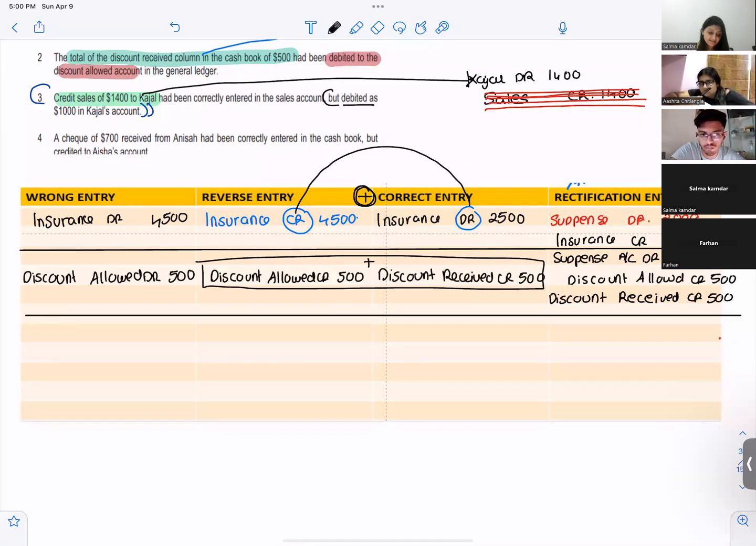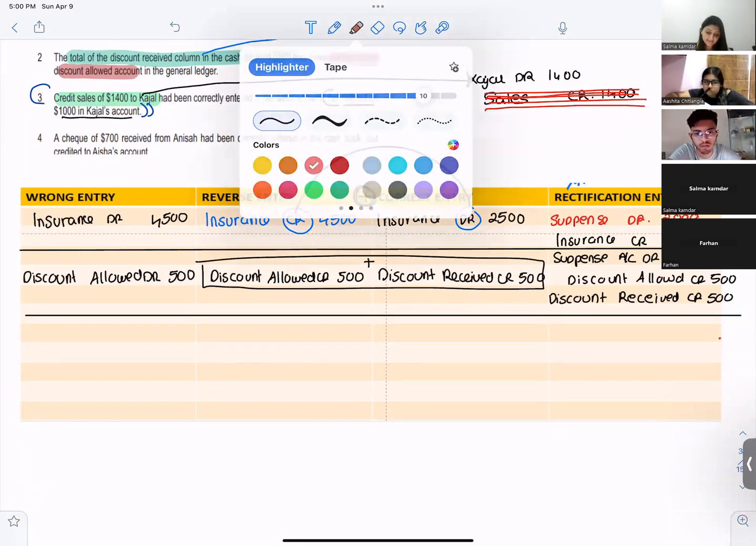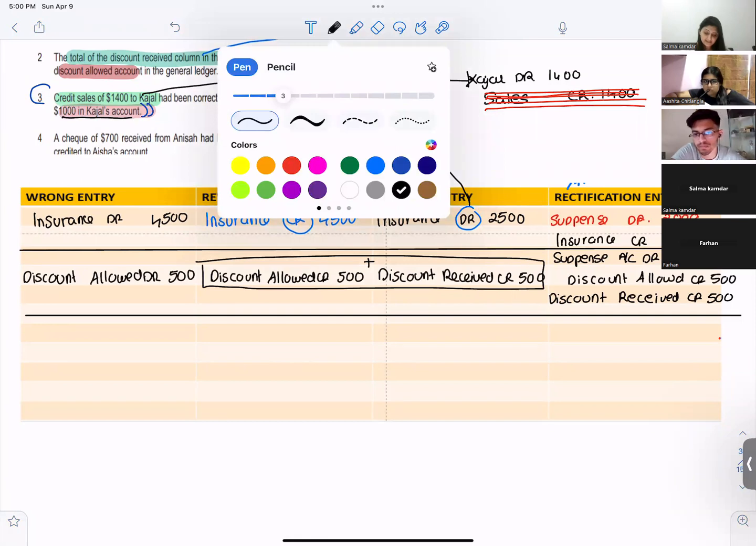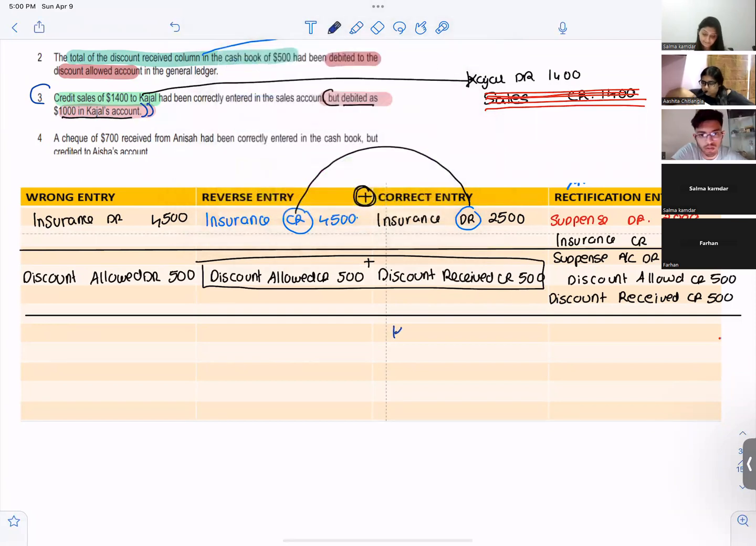It was debited as 1000 in Kajal account. This is the wrong thing that I did. Okay? So what is the correct entry? Suspense credit. Here, correct is Kajal debit.